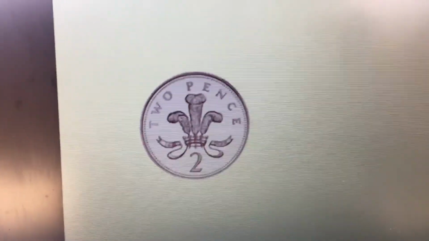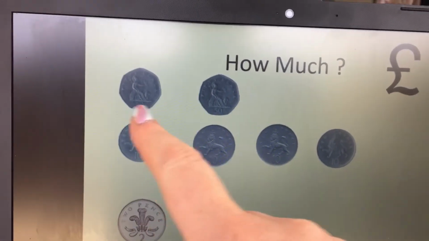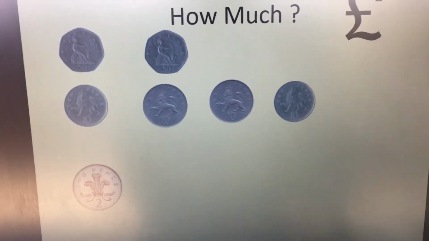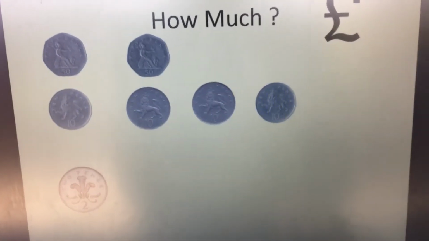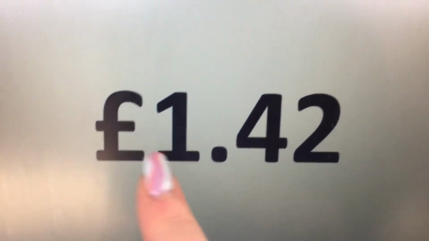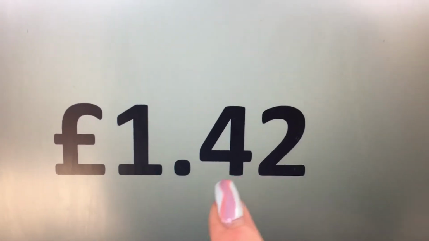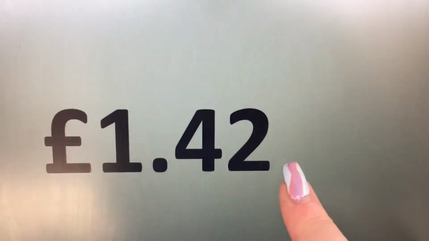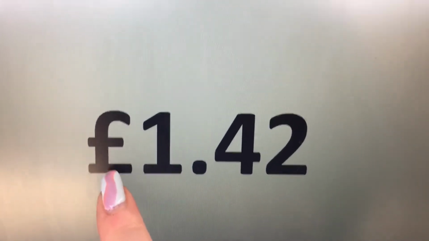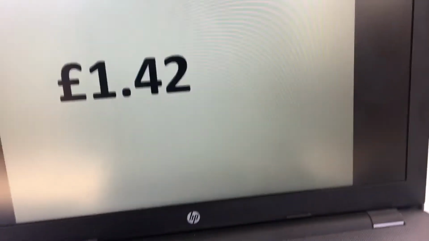No. Can't forget little 2p here. So we've got £1, 40 and 2. So £1, 42 pence. So if you had a go at writing it, it should look like this, with your pound sign at the beginning. So £1, put your decimal place, and then 42p. Remember, there doesn't need to be a p at the end because you've got your pound sign. Anything over £1 doesn't need a p at the end. So well done for having a go at that one.